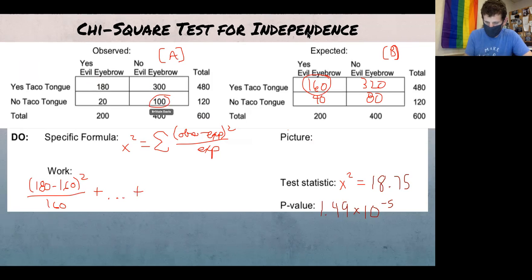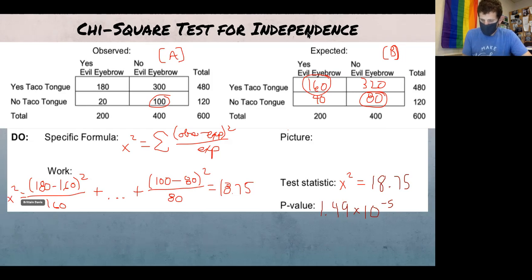So I'm going to use these values. That would be the observed is 100, minus 80, which is the expected, squared over 80. And that equals 18.75. And I could even put out front, my chi-square value equals all those added together. So that's how you can show your work.